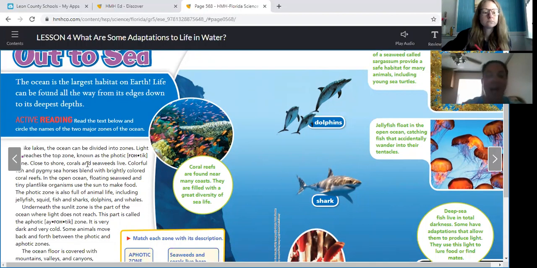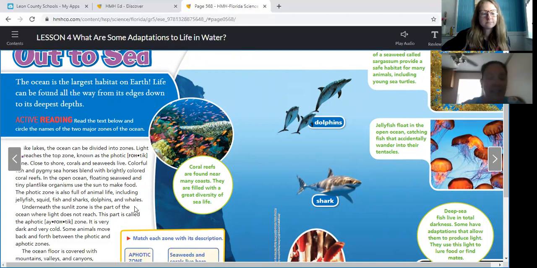Light reaches the top zone, known as the photic zone. Close to shore, coral and seaweeds live. Colorful fish and pygmy seahorses blend with brightly colored coral reefs. In the open ocean, floating seaweed and tiny plant-like organisms use the sun to make food. The photic zone is also full of animal life, including jellyfish, squid, fish, and sharks, dolphins, and whales.